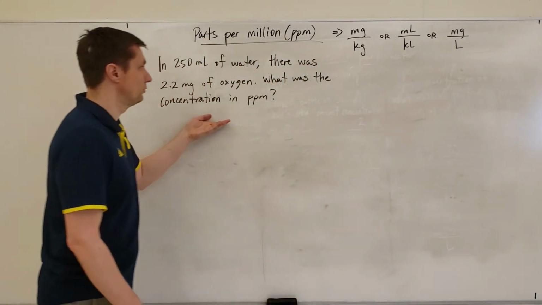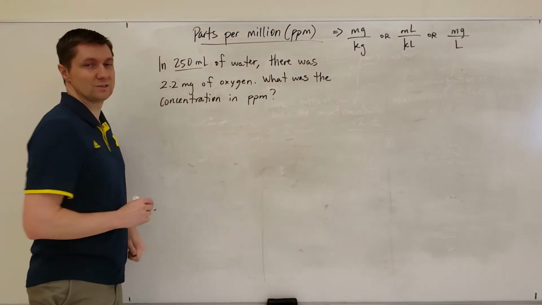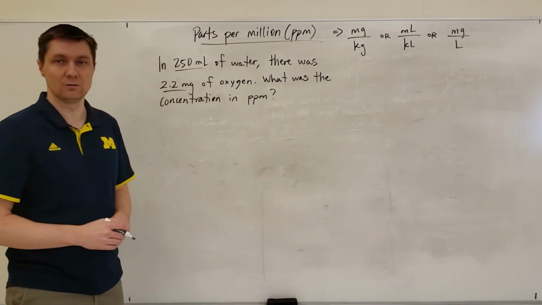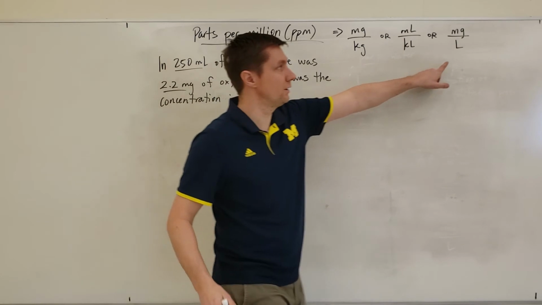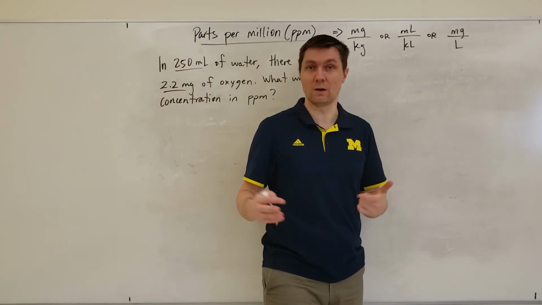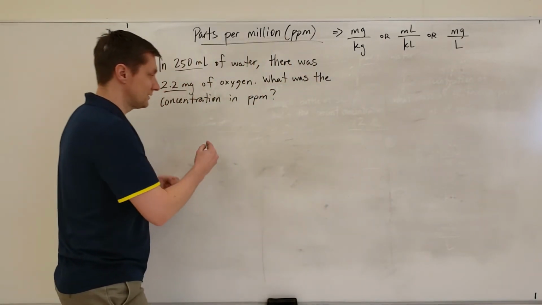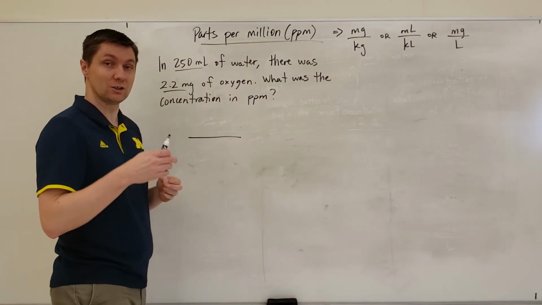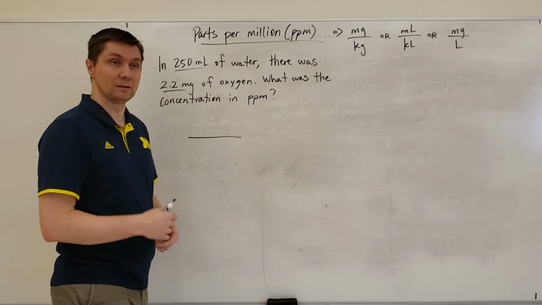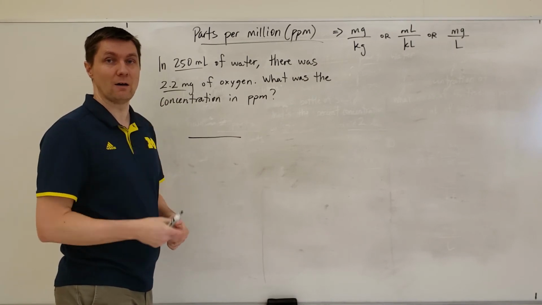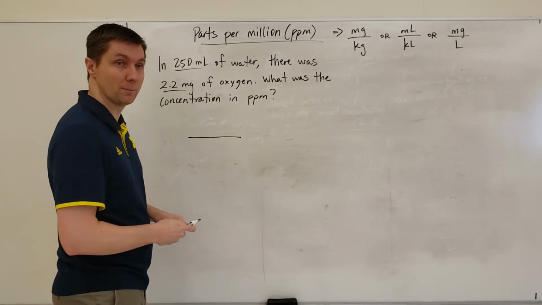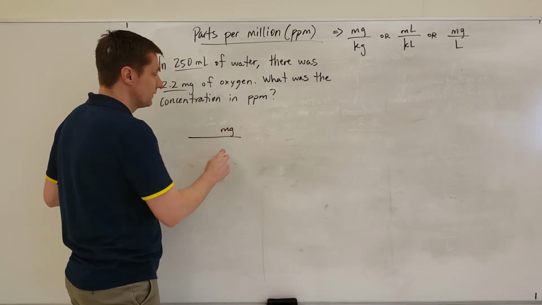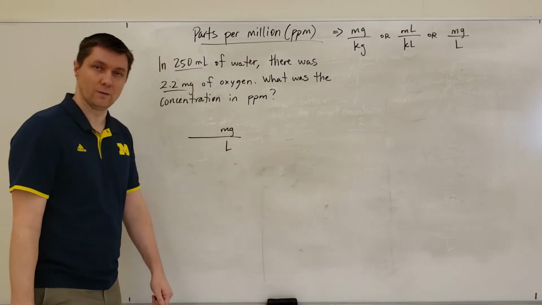So in this question, you can see my solvent is in units of volume, and my solute is in units of mass. So this one over here, milligrams per liter, is the one that I want to use. If I set this up so that my numbers are in those units, then I can just go milligrams divided by liters, hit enter in my calculator, and that will give me my answer in parts per million. So milligrams here on the top, liters on the bottom.